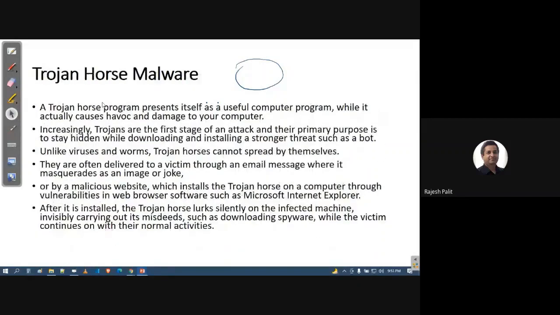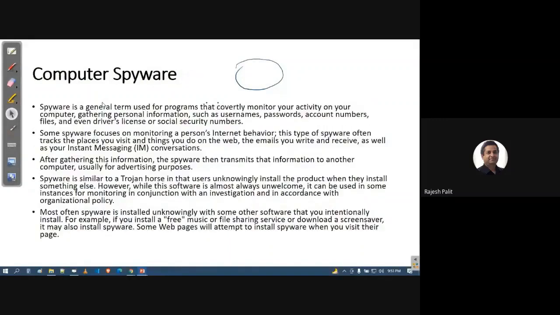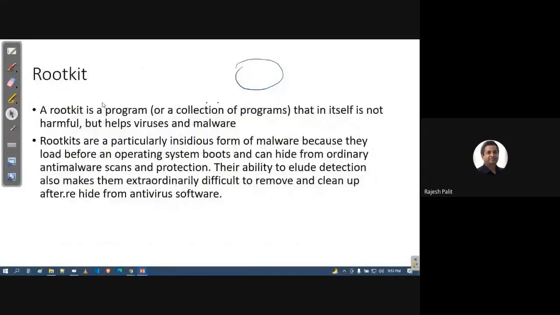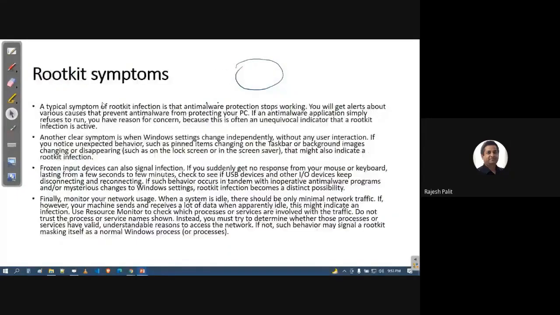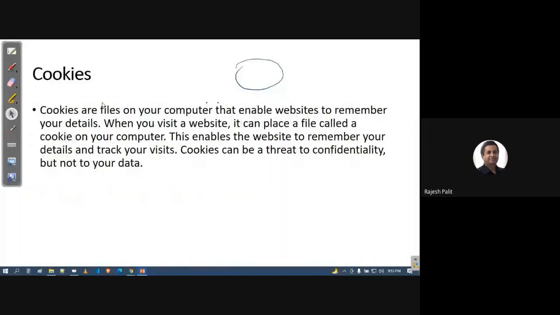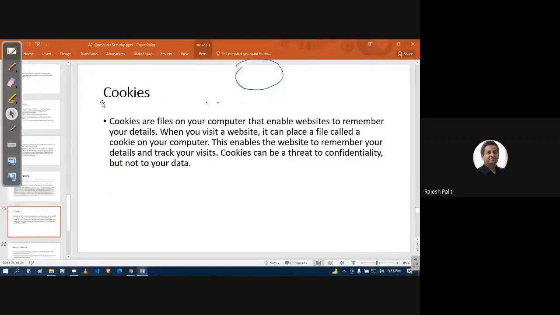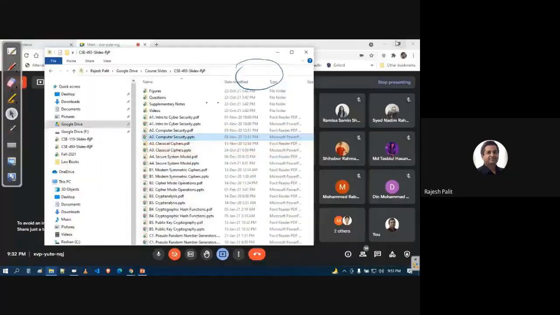Now the Trojan horse malware. I think we should stop here because we have a lot of things. So at the very beginning of the next class, I will take it up. In the next class, we will be in phase with the undergrad students and with you. So we will have a makeup class so that we will go with section 1.